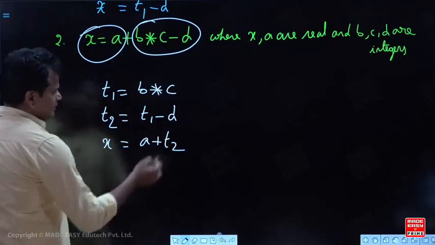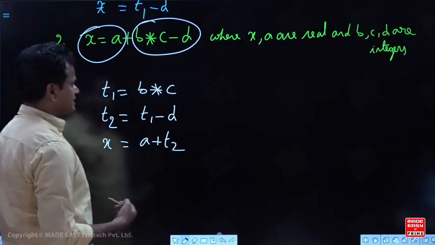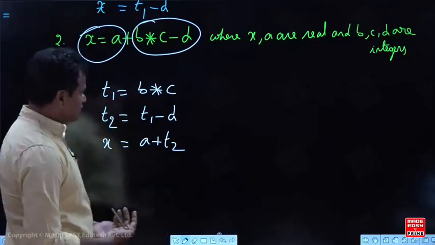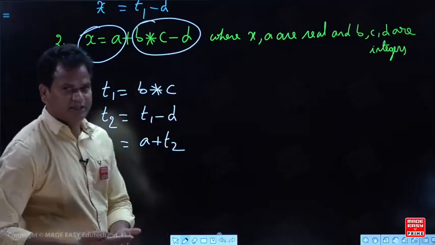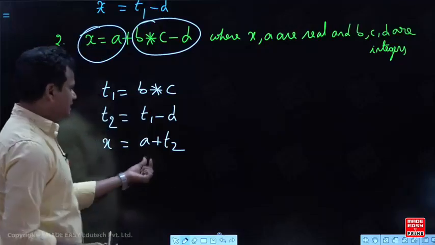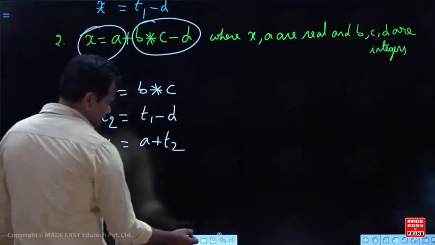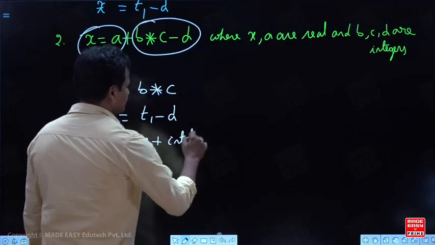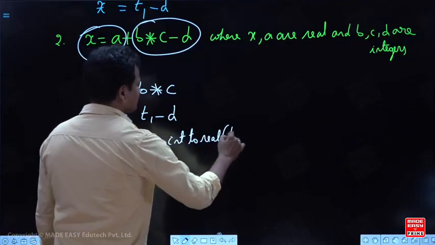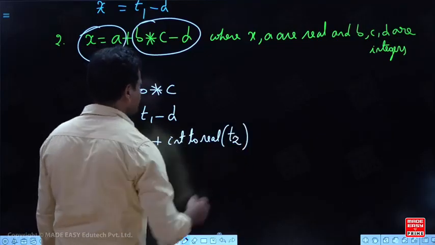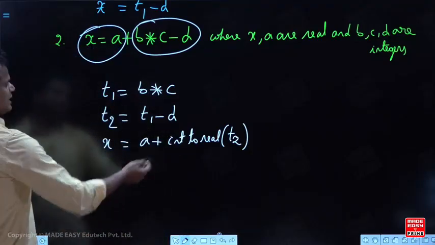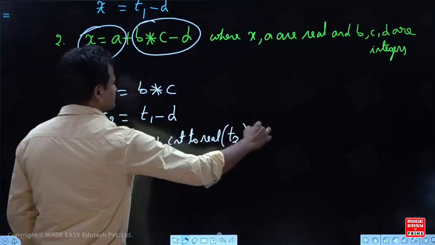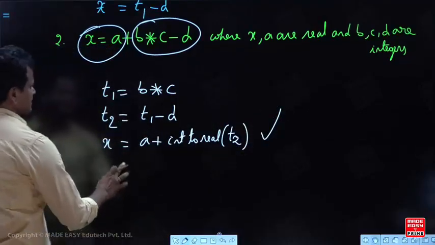Then if anybody has written X equal to A plus T2, this is not correct, because A is real and T2 is integer. You should not operate between two different data types. So what I do here, I will convert this into real of T2. Then it is perfect. So X equal to A plus real of T2. Then this is the perfect answer. Okay, next question.